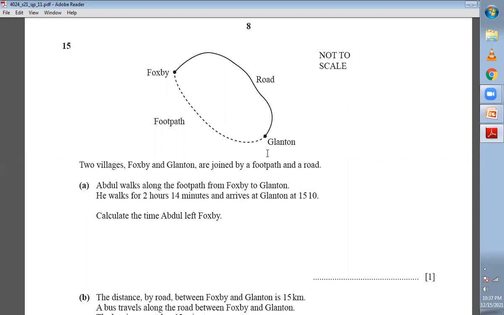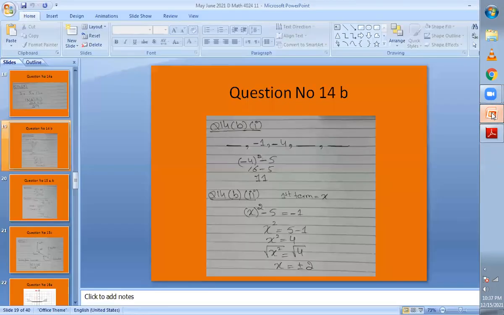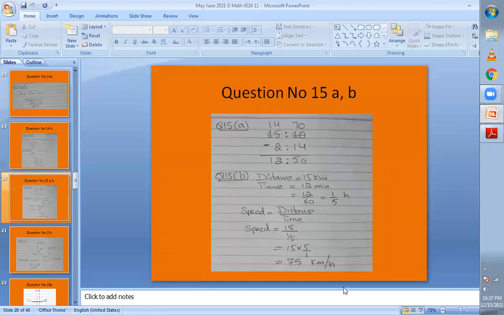So the arrival time in the Glanton is 15:10, and the journey time is 2 hours 14 minutes. So their question is, what is the departure time? From the arrival time, if you subtract the journey time, you get the departure time. So let me show you how we have done this.